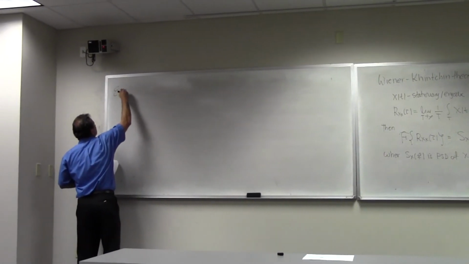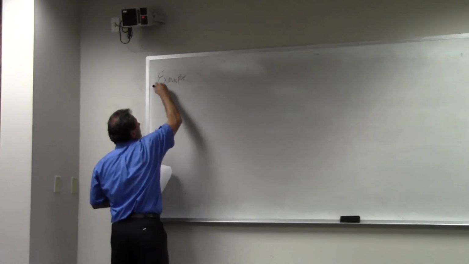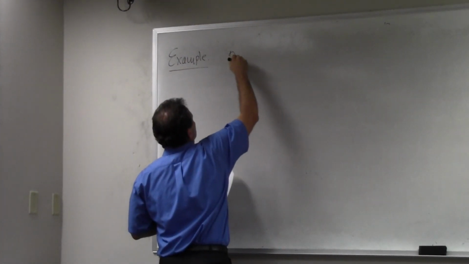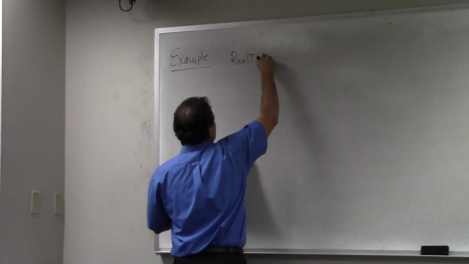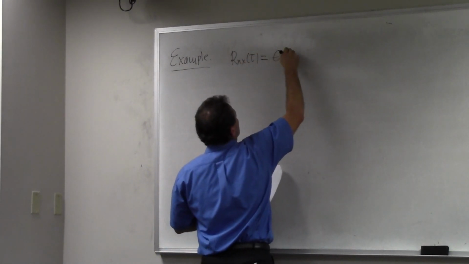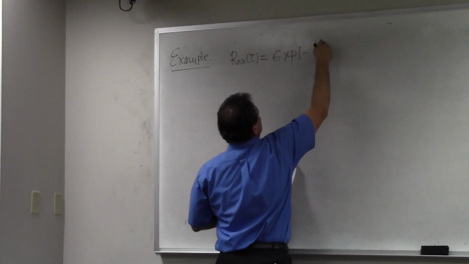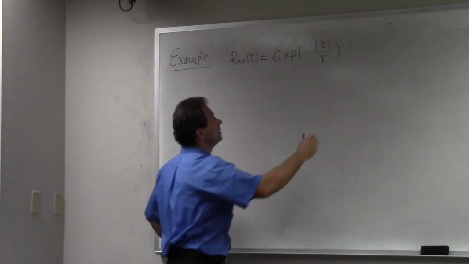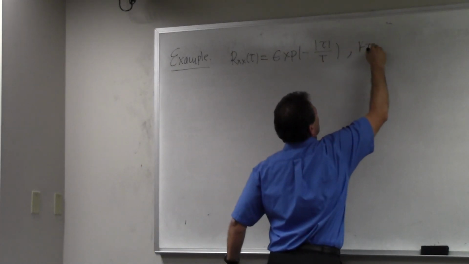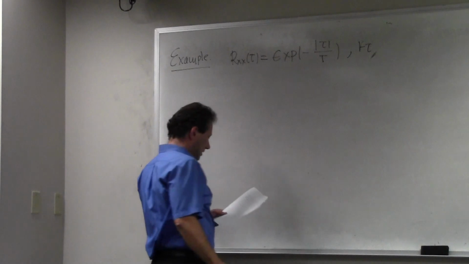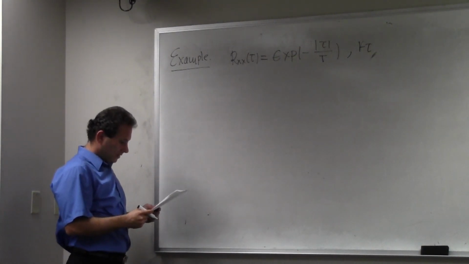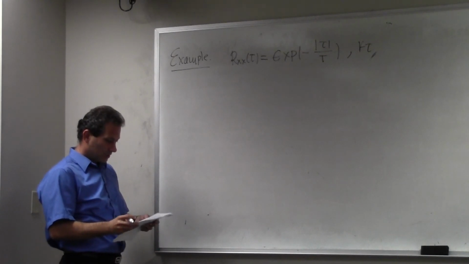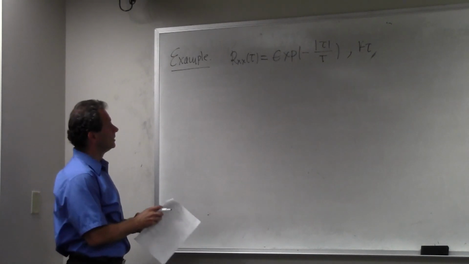So, example. Consider a random process that has autocorrelation function Rx of tau equal to e to the minus tau over some capital T. So that's an autocorrelation function for every tau. Now it says determine the power spectral density, and then we'll look at what happens when you change the value of capital T.